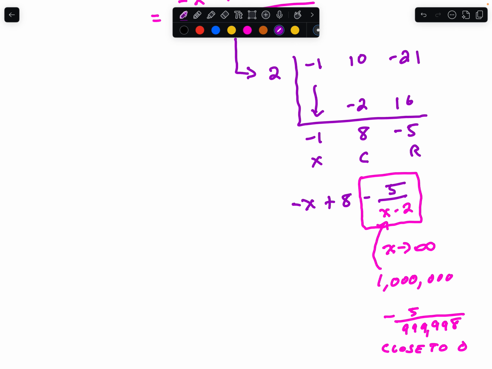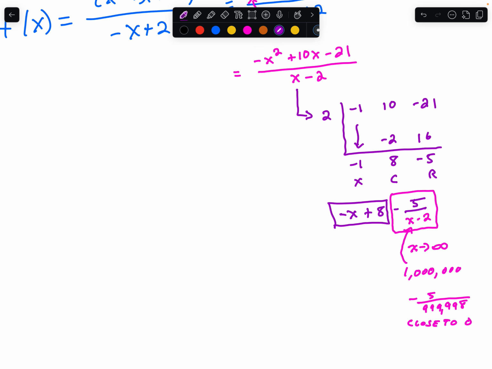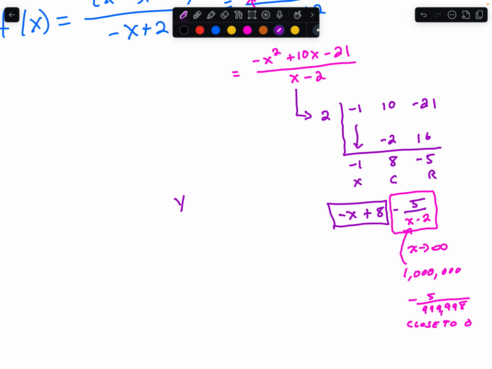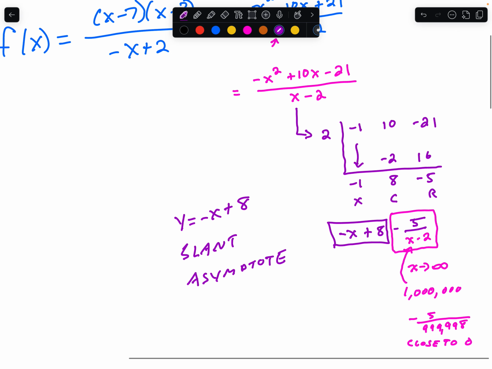So what that leaves us with is this equation, right? This is a factored equation. And what that turns out to be is the line y equals negative x plus 8. And that's what's called a slant asymptote, all right? So what exactly do we mean by that?